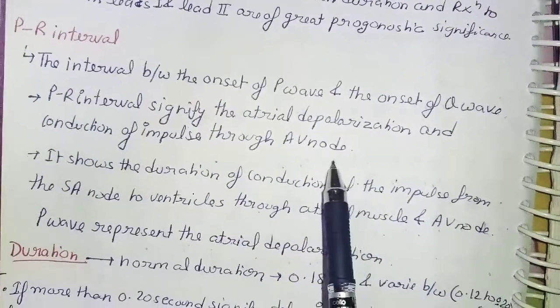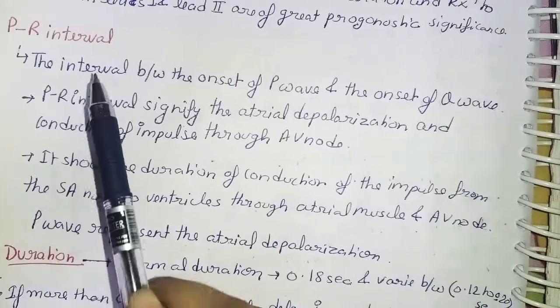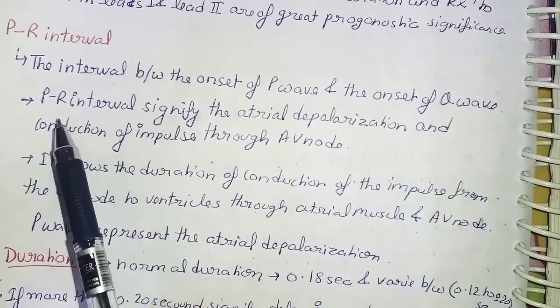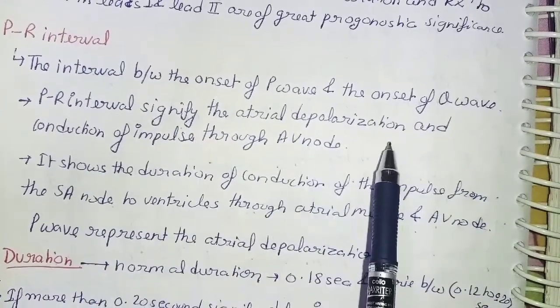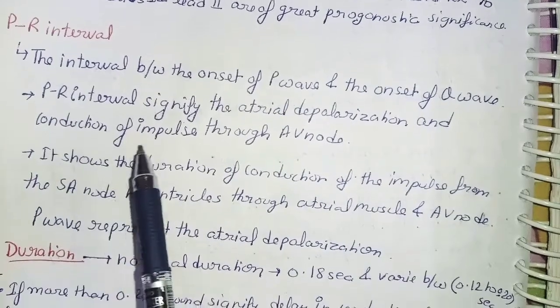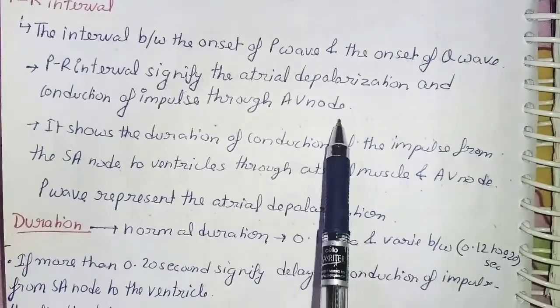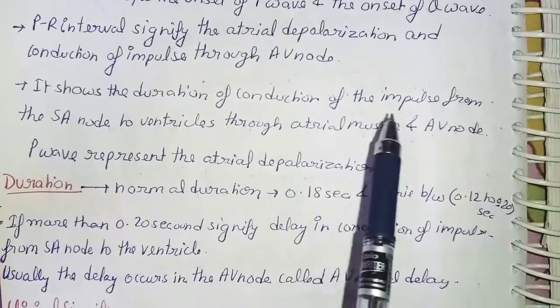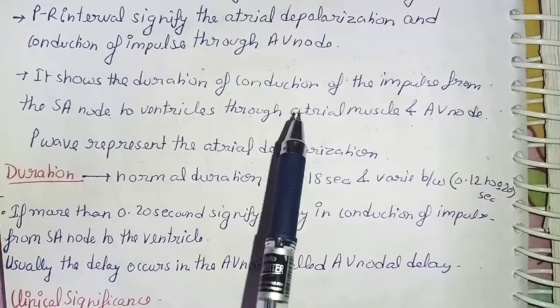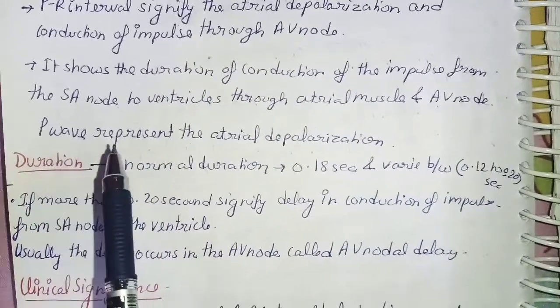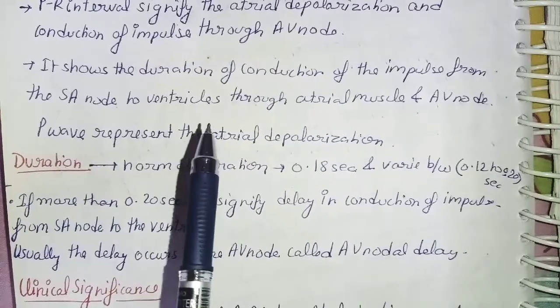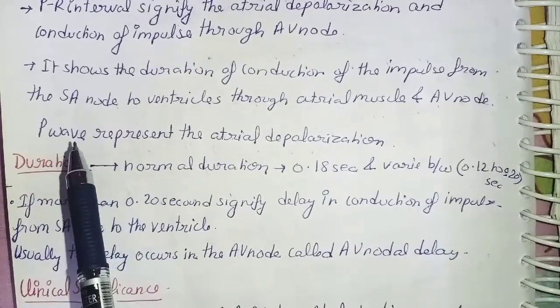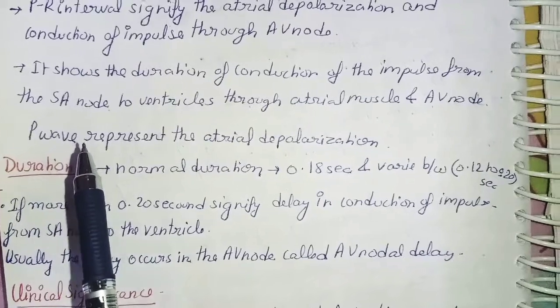The interval between the onset of P wave and the onset of Q wave is called PR interval. PR interval signifies the atrial depolarization and the conduction of impulse through AV node. It shows duration of conduction of the impulse from the SA node to the ventricle through atrial muscle and AV node. P wave, as we all know, represents the atrial depolarization.